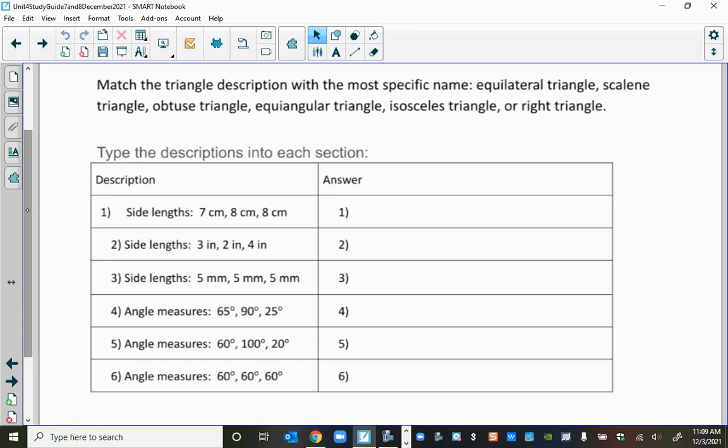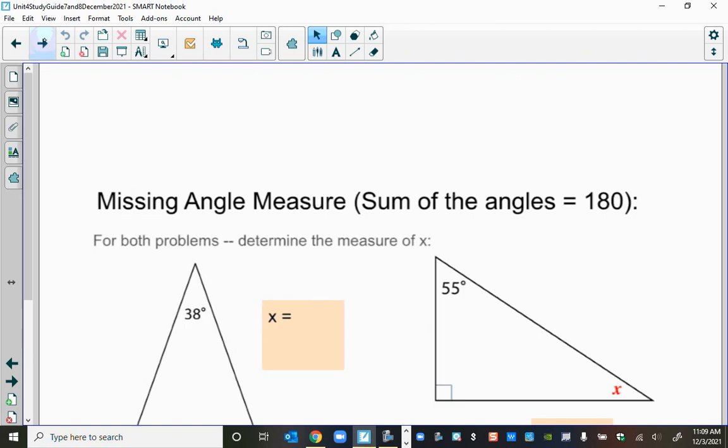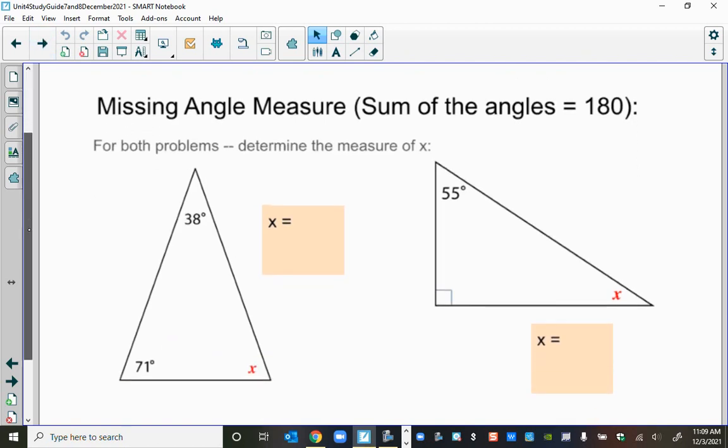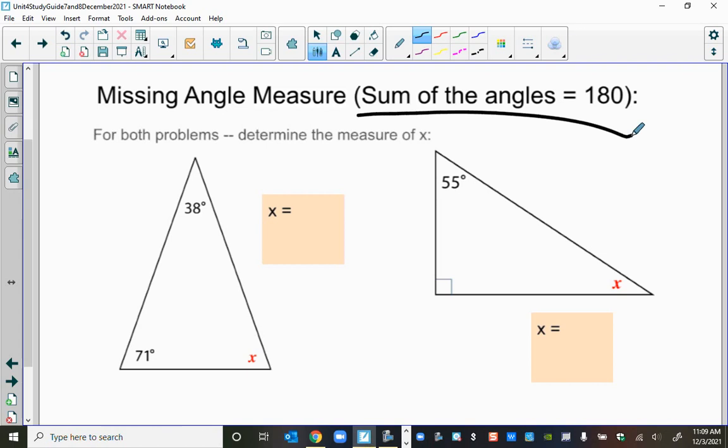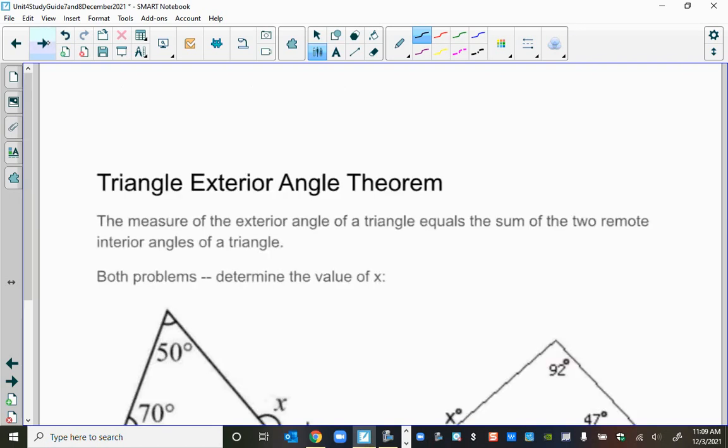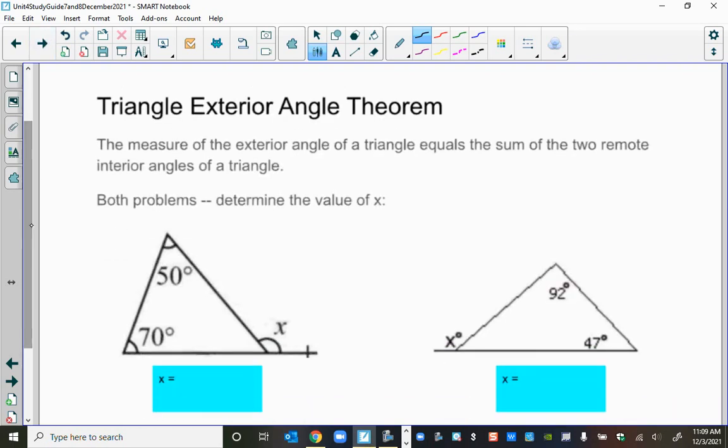And some of these print out sides or angle measures. Again, look at what's given to you. Here, you're finding the missing angle measure. Now again, what must the sum of the three angles add up to be? 180. That's going to be K. That's right up here. Again, this one.